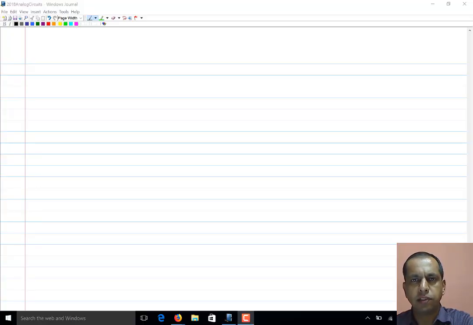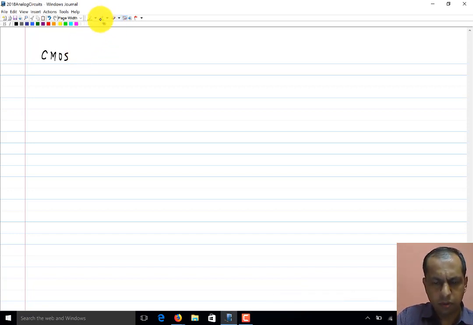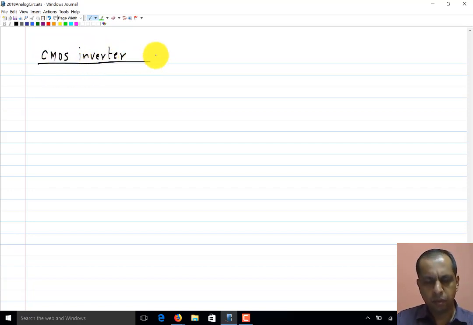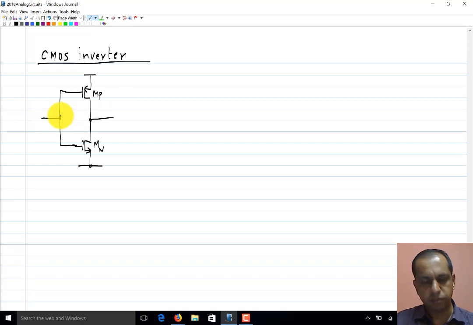We will look at the large signal characteristics of the CMOS inverter. A CMOS inverter is realized by combining a PMOS common source amplifier with an NMOS common source amplifier. In particular, the same bias voltage and the same input is given to both transistors. This is Vi, this is Vo.